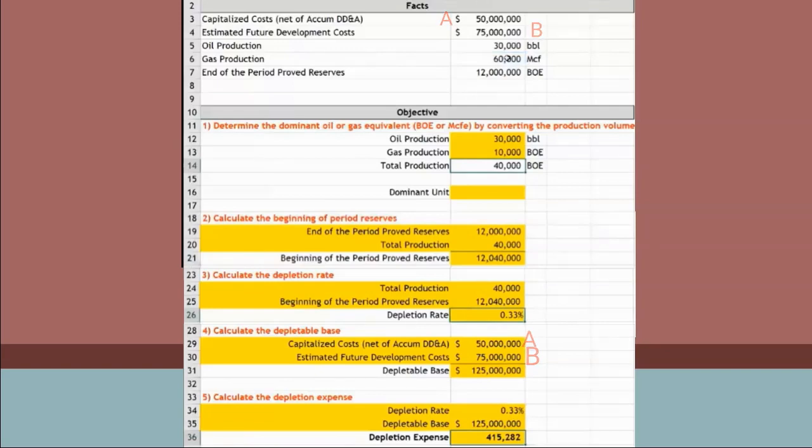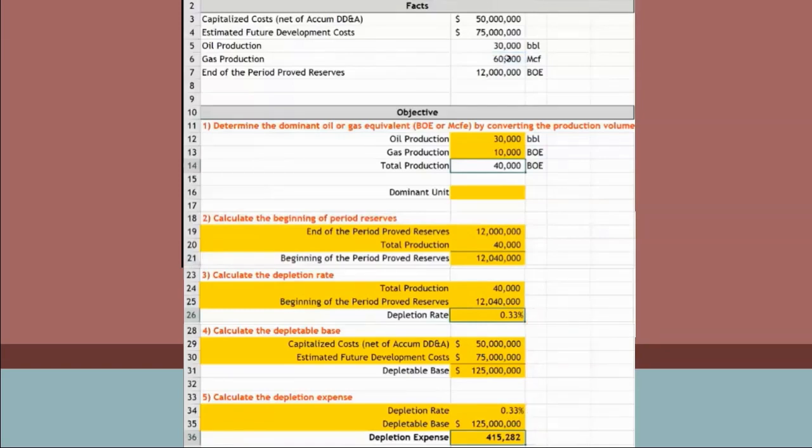Then if we're calculating depletion expense, let's bring it on home. So the first thing you need is your depletion rate. Then you need your depletable base. You go back to that calculation slide, you'll see what we need to do with these two things is we need to multiply them. Okay, so smoke's cleared. We have $415,000 worth of depletion that needs to be recorded for the current period.